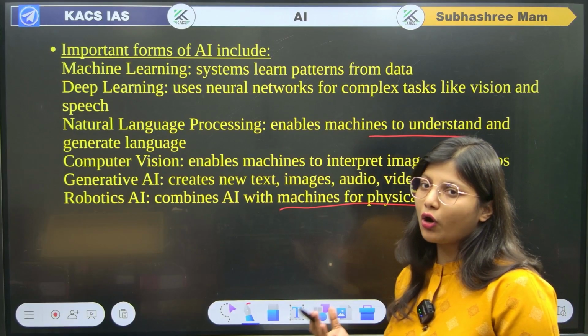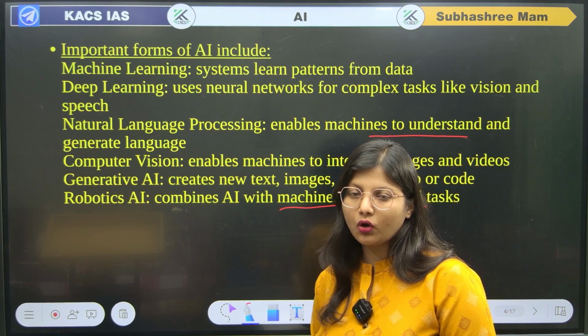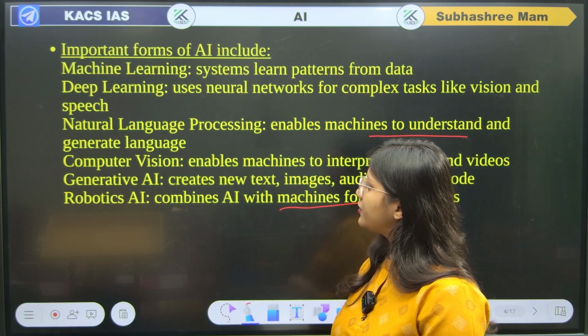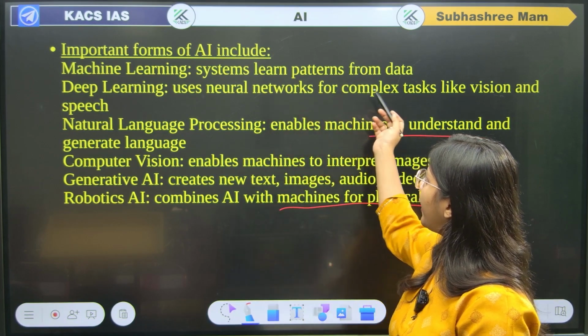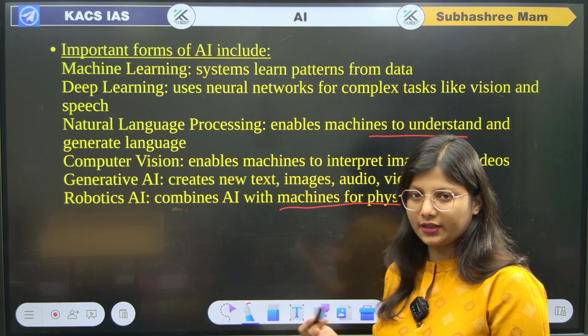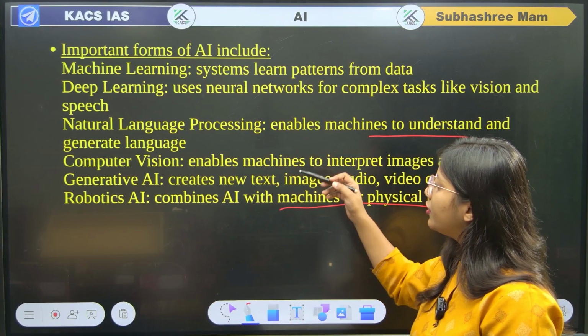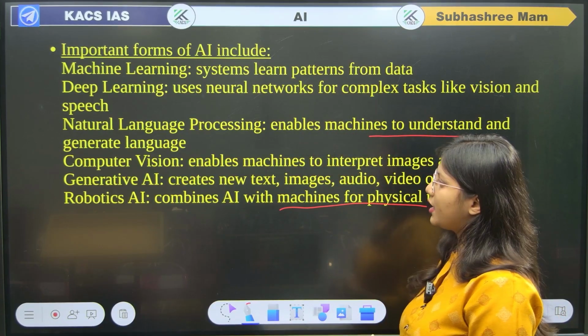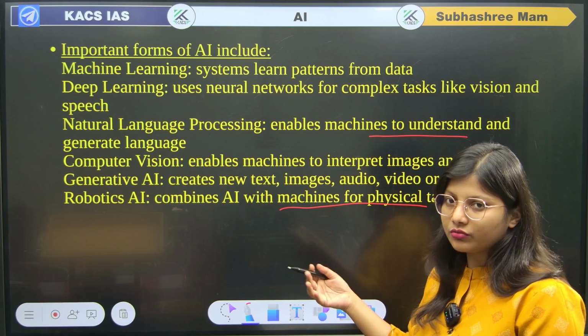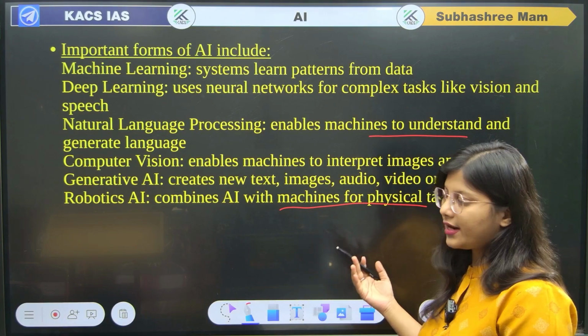First, what are the important forms of AI? Types of AI. First is machine learning, where systems learn patterns from data. If we give data to the systems, they will learn from it. That is machine learning. In deep learning, neural networks are used for complex tasks like vision and speech. Now we'll see it in later slides also.